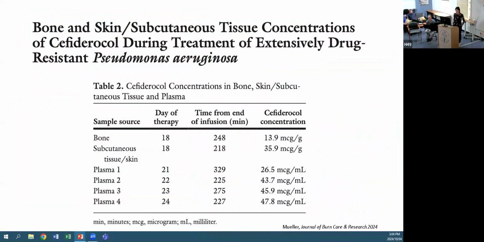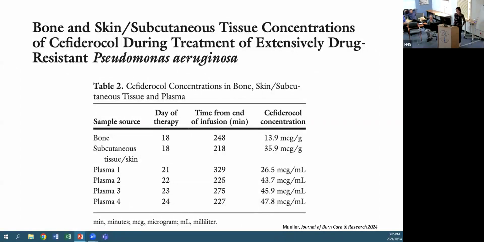In this study, a patient with pyoderma gangrenosum, osteomyelitis, and bacteremia with an extensively drug-resistant Pseudomonas aeruginosa was successfully treated with Cefiderocol. The investigators obtained bone and subcutaneous tissue while the patient was on Cefiderocol and measured Cefiderocol concentrations.